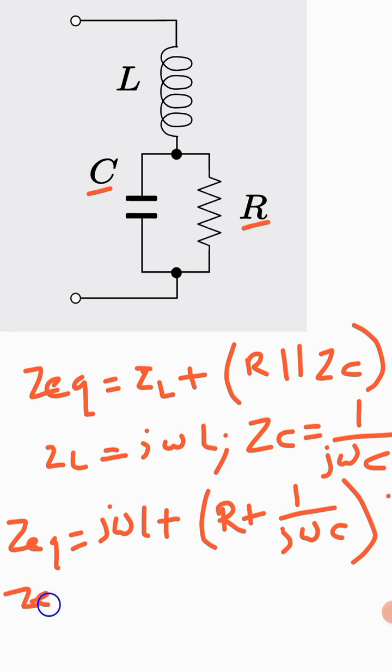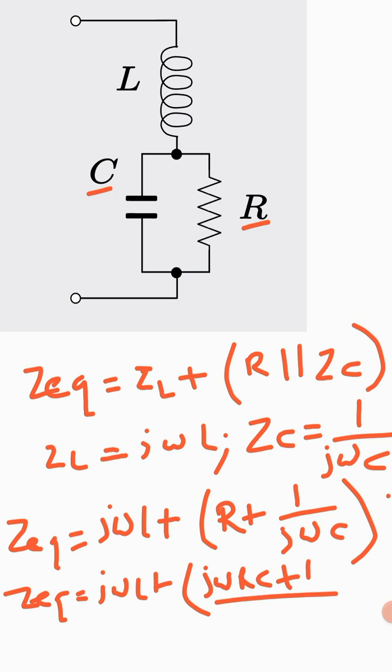So let's say Z equivalent would be J omega L plus, it would be R divided by J omega RC plus 1, over J omega C. So that's how you can do that. Now you go on simplifying this equation, that would give you the values for your equivalent impedance of the network.